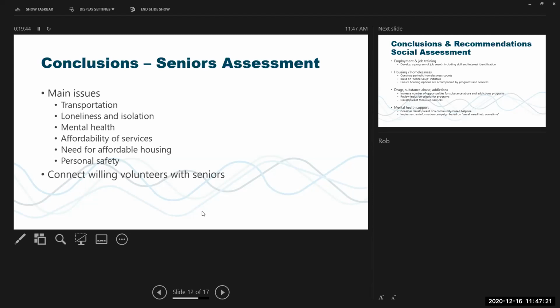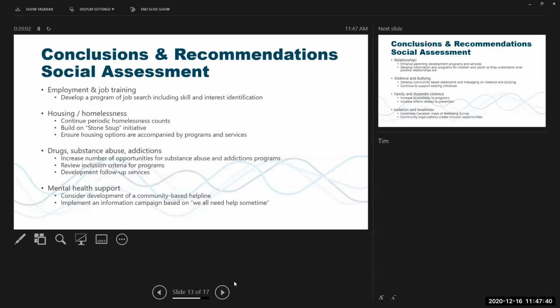So we came up with conclusions for the seniors assessment, and then those really fit into the conclusions and recommendations in the social assessment. So we didn't want two things that were maybe interfering with each other, and so these fed nicely into the broader one. And so with that, Tim, I think it's you who's going to speak next.